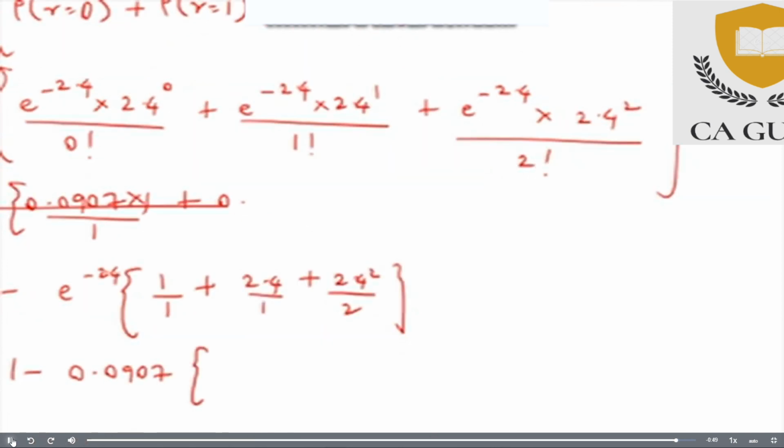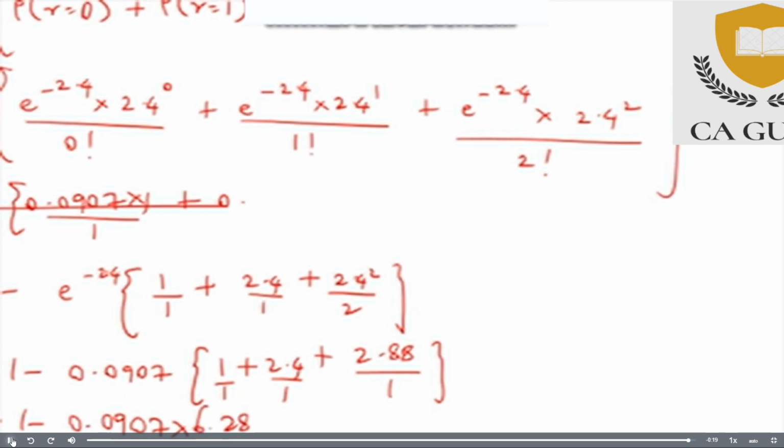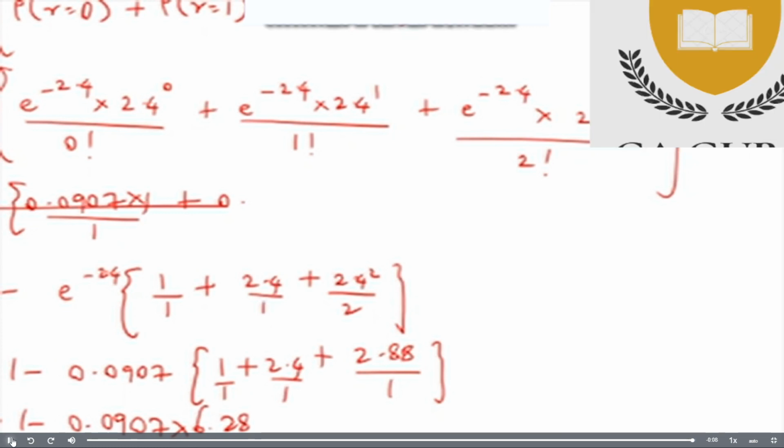This is equal to 1 minus 0.0907, the e value, into (1 by 1 plus 2.4 by 1 plus ...). Let's solve for this: 2.4 into 2.4 by 2 is 2.88. This is 1 minus 0.0907 into (1 plus 2.4 plus 2.88), which is 6.28. So this into 0.0907 is 1 minus 0.5695, which is equal to 0.43. This is the answer. So the answer to this question is 0.43.